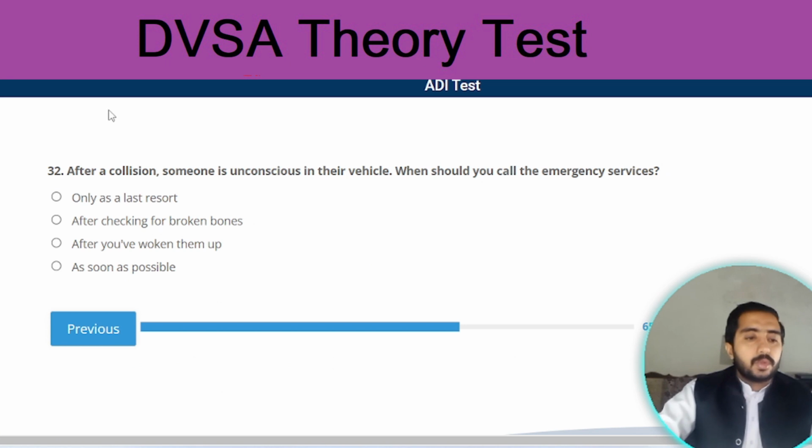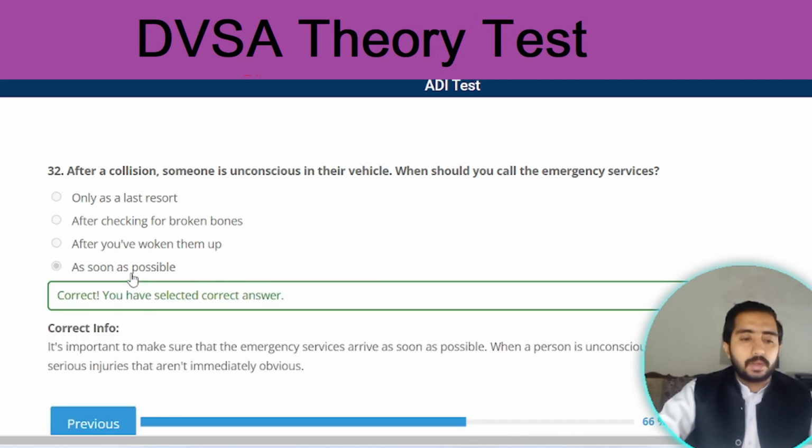Next one. Question number 32. After a collision, someone is unconscious in their vehicle. When should you call the emergency services? The emergency services should be called as soon as possible. Option D is the correct one.